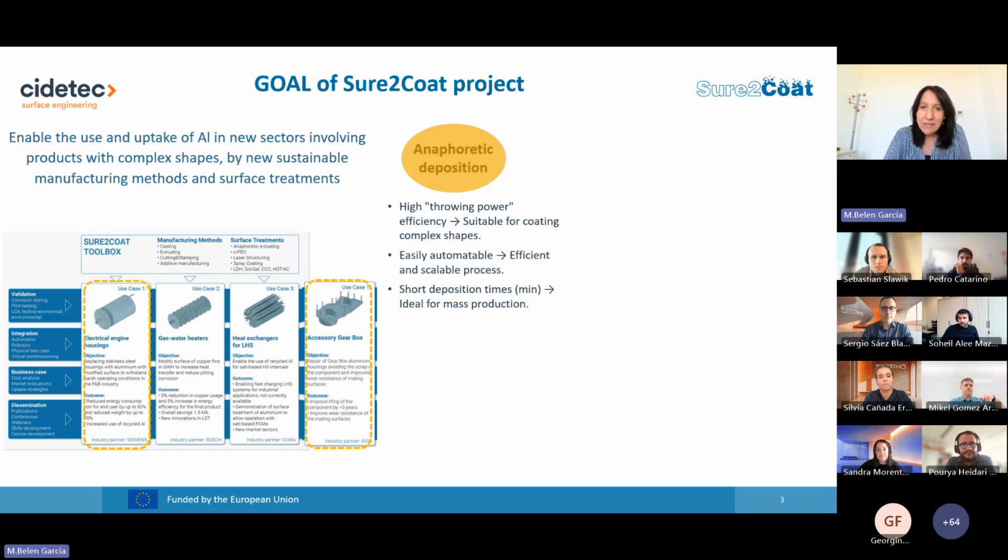And we are applying this anaphoretic deposition process in 2 use cases: in electric engine housings of the food and beverage industry, and also in accessory gearbox of the aeronautical industry.